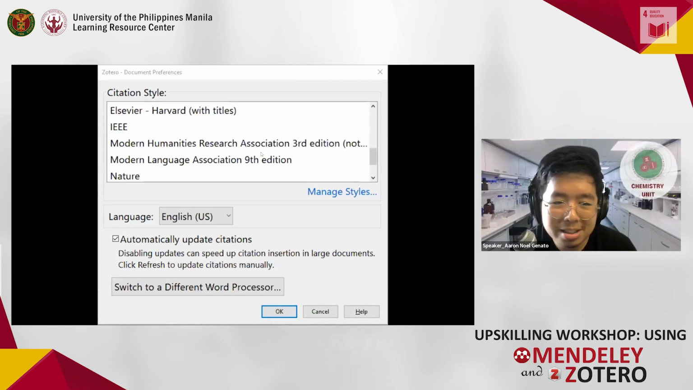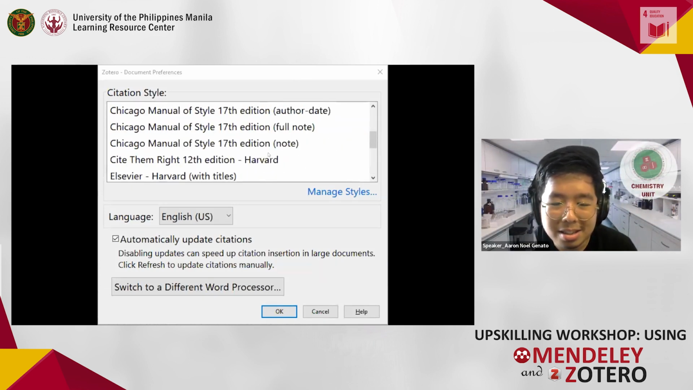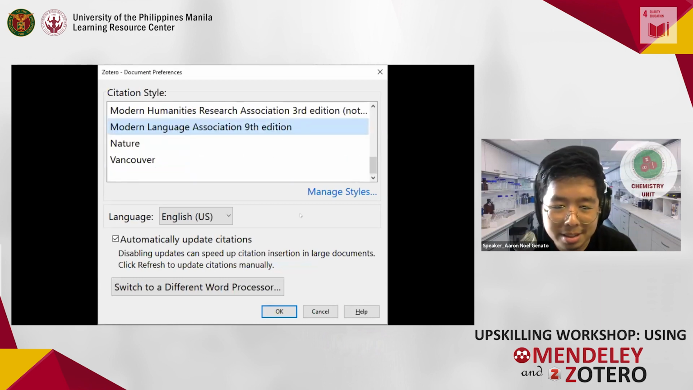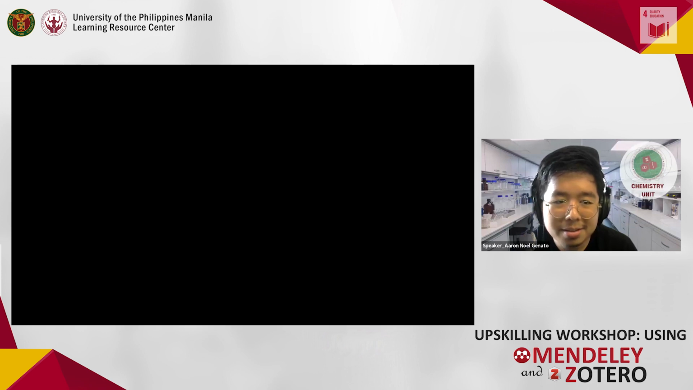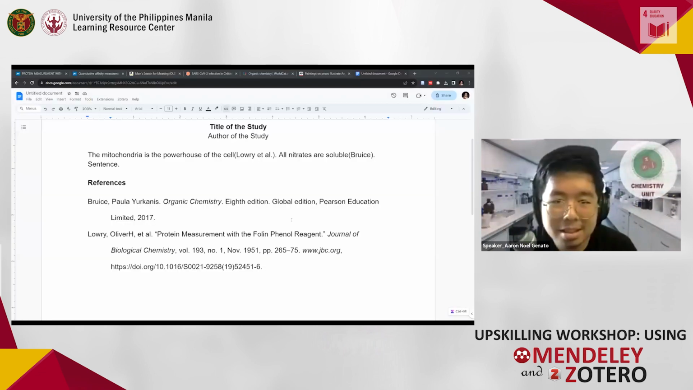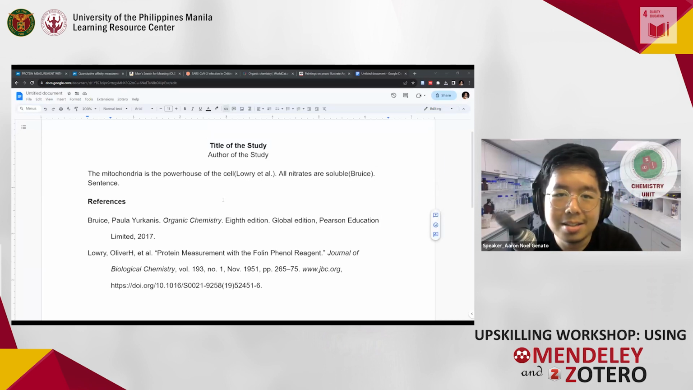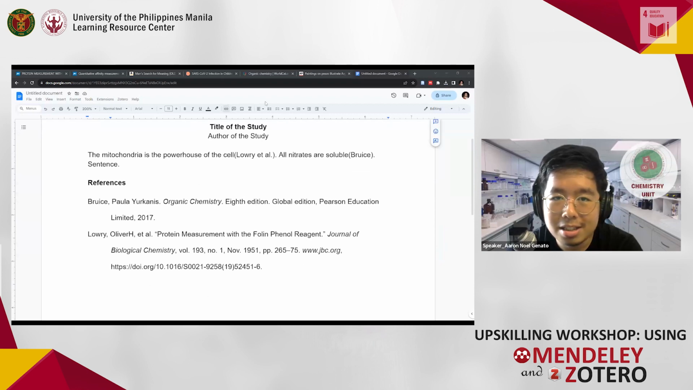And let's say I want to change, let's try something else. MLA, Modern Language Association. Then I'll press OK. The window closed. So I'll go back to my Google Docs. And there it is. Okay, in MLA. So pag MLA pala, walang year. Ganun pala yan. That's for changing the reference styles.